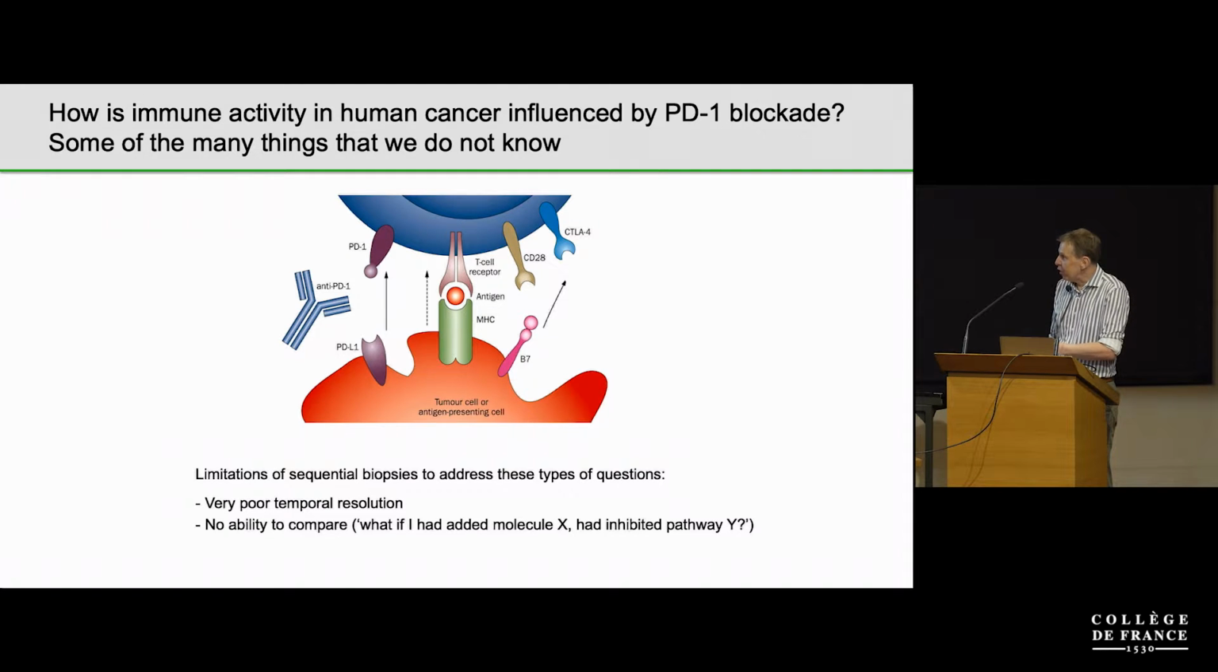Secondly, and very fundamental, there is no ability to compare. You treat a patient with one antibody or one antibody combination, and you can never ask the question, what if I would have treated in this way? What if I would have compared it to another? That's where ex vivo models become very valuable, because there you can actually add molecule X, you can inhibit pathway Y, and you can see whether that changes the outcome.